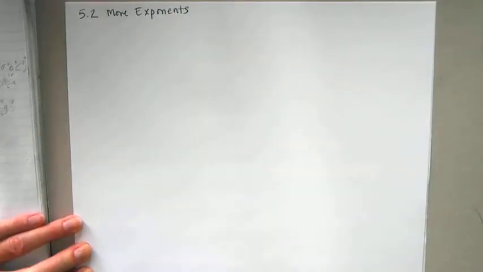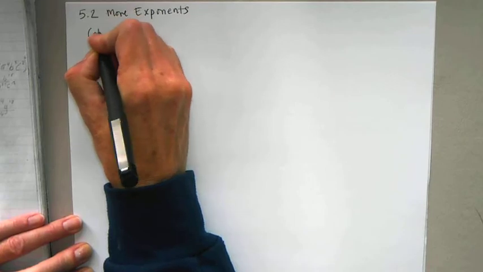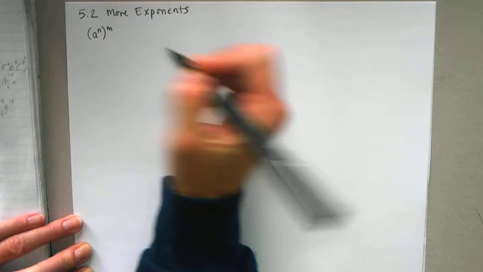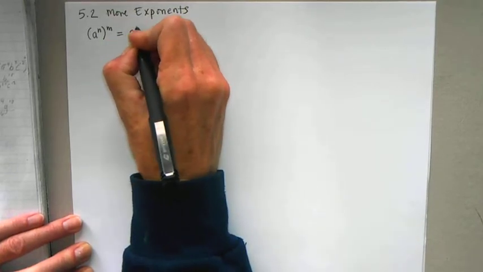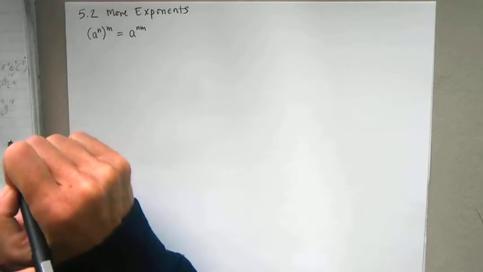5.2, the title is More Exponents, because that's all it does. It teaches you one last rule. It teaches you the rule that if you have anything raised to a power, and you're raising that to a power, this is when you multiply the exponents. So I go n times m.